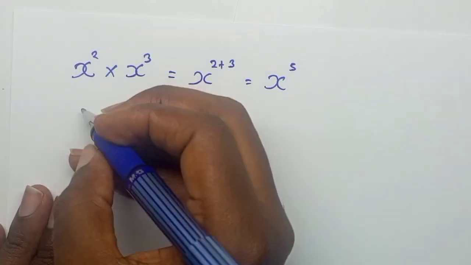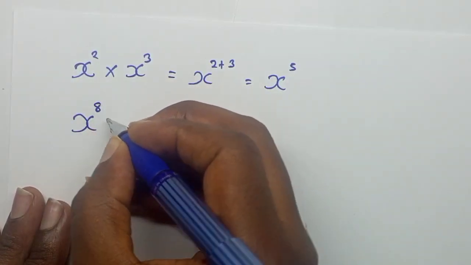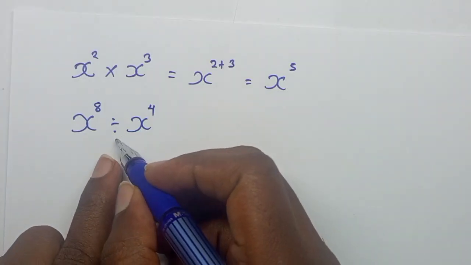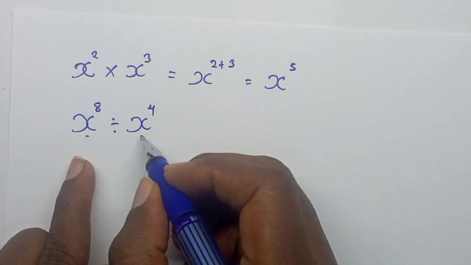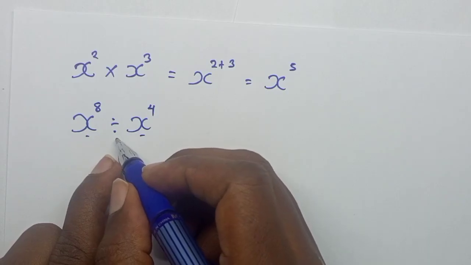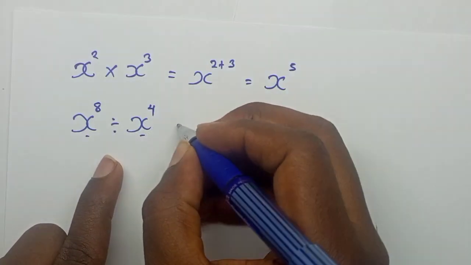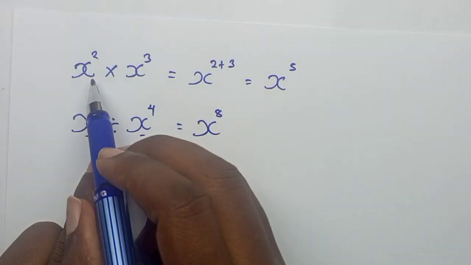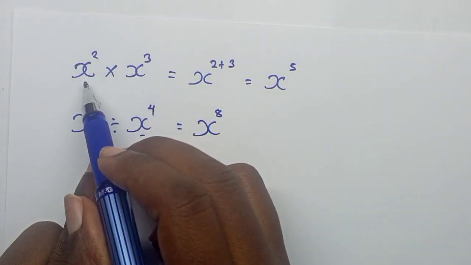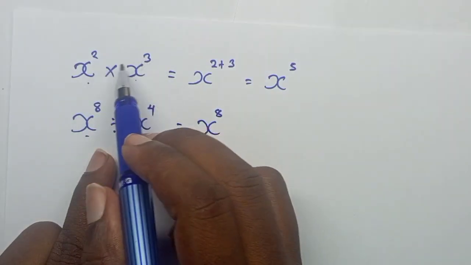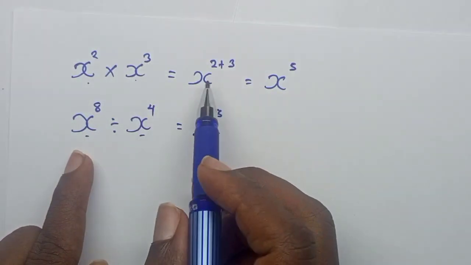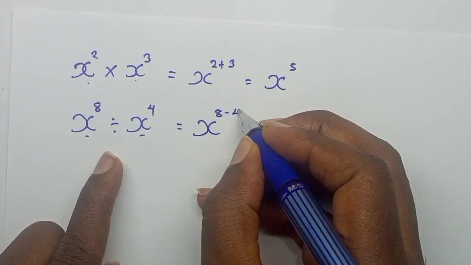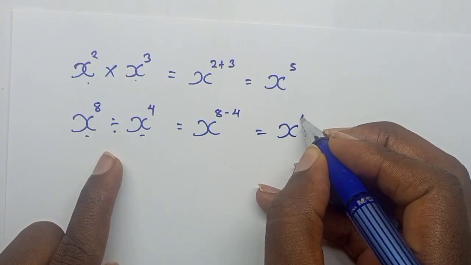Then if you have, say, x to power 8 divided by x to power 4. If you see a division, and it's the same base, that means you can subtract the powers. Please, you must make sure that the bases are the same. Here it's x, x. The powers can be different, but the bases have to be the same if you're going to use this. So this means x to power 8 minus 4, which is equal to x to power 4.